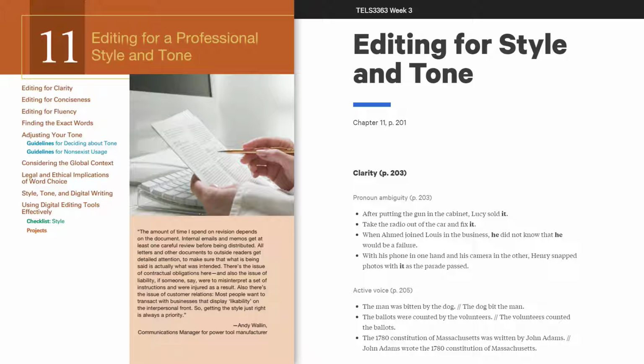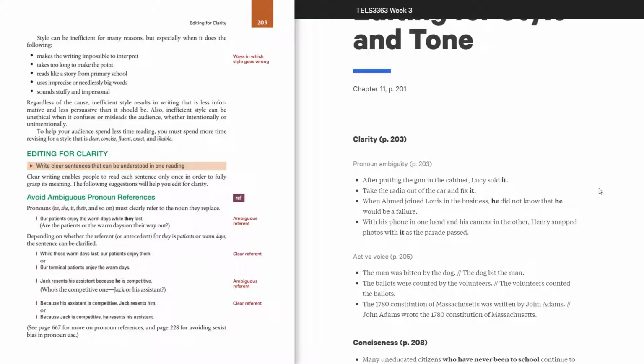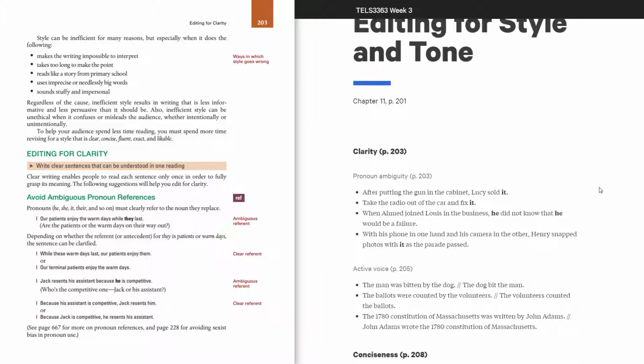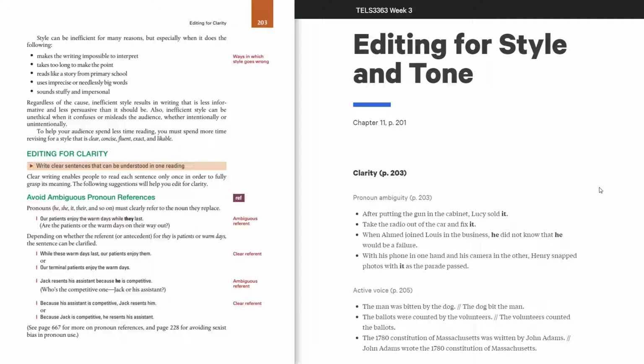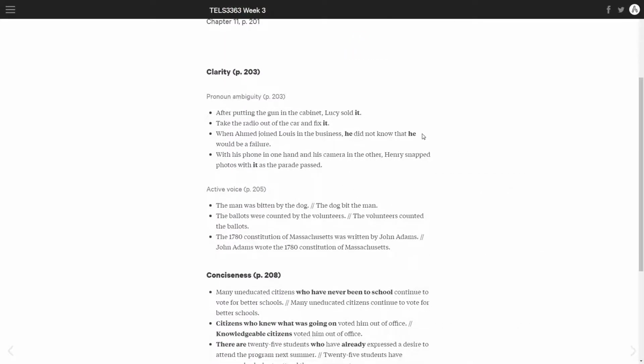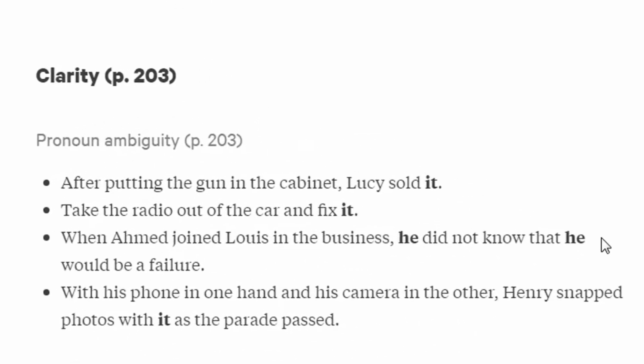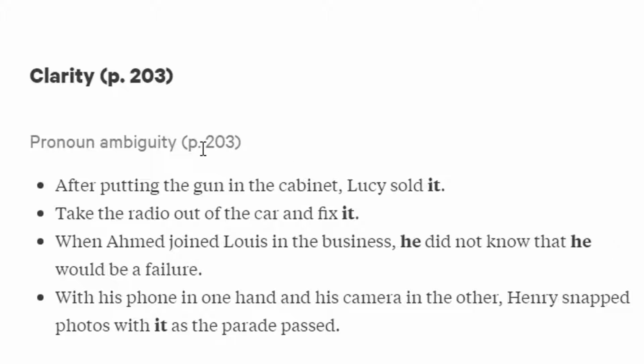So let's review what these terms mean. The first one is clarity, and it's broken up into two sections, and this pretty much is the basic things to take into consideration. Clarity is, of course, making sure that what you're saying is clear and understood by your readers. So this first topic group is called pronoun ambiguity. So we know what a pronoun is. He, she, it, those kind of things. They, you, we. But pronoun ambiguity, the word ambiguity means that it's just not clear, that it could be taken several ways.